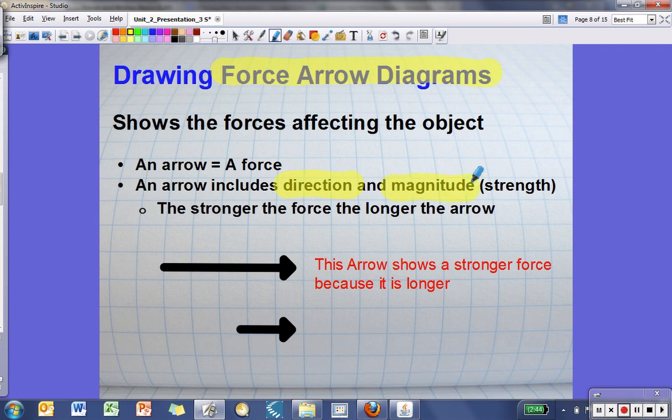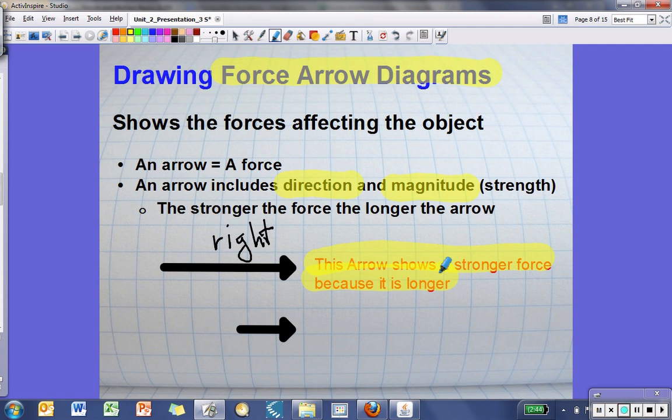How you show direction is by which way the arrow points. So this one right here, these arrows are pointing right, which means something is pushing the object right. Now how do you show magnitude? You show magnitude by how long you make your arrow. The longer the arrow, the stronger the force. That's how you show magnitude on an arrow.